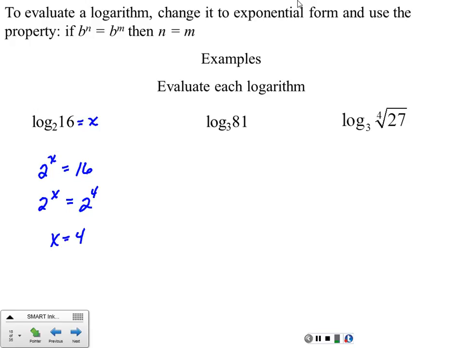Alright, so the same thing in the middle. How many 3's does it take in order to get 81? Like bases. And so again, you get x is equal to 4.